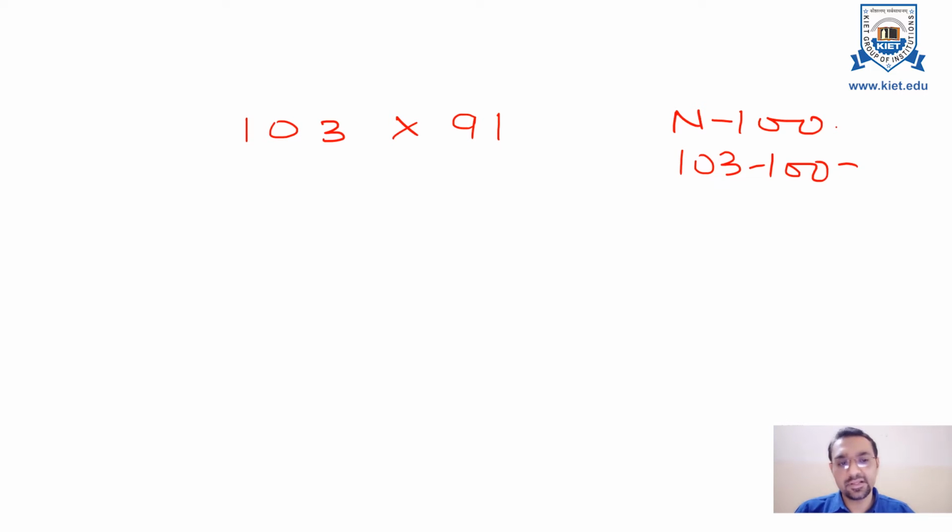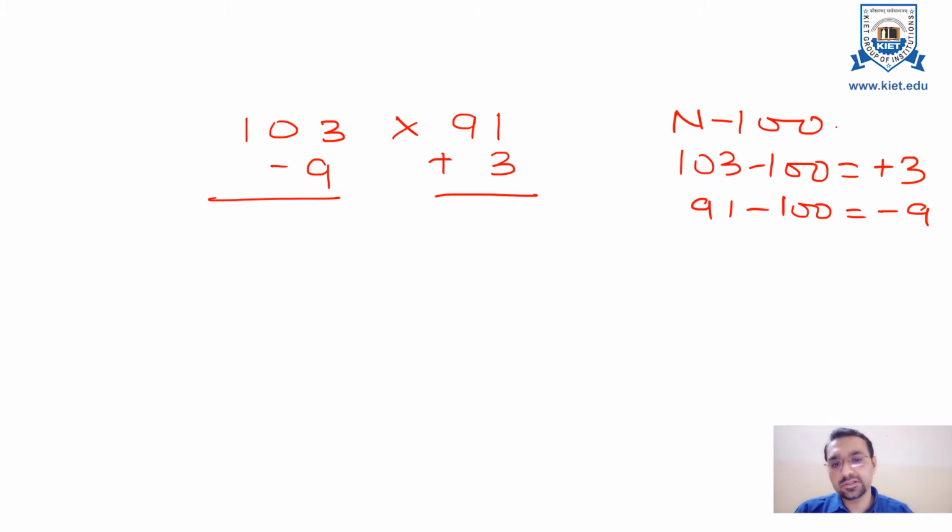Next, I will take two numbers where one number will be greater than 100 and one number will be smaller than 100. Okay, so let's say the numbers are 103 and 91. The steps remain the same. First, you have to find n minus 100. So 103 minus 100 will give you plus 3. 91 minus 100 will give you minus 9. Add these two numbers, either way, in both cases you get the same addition, 94.